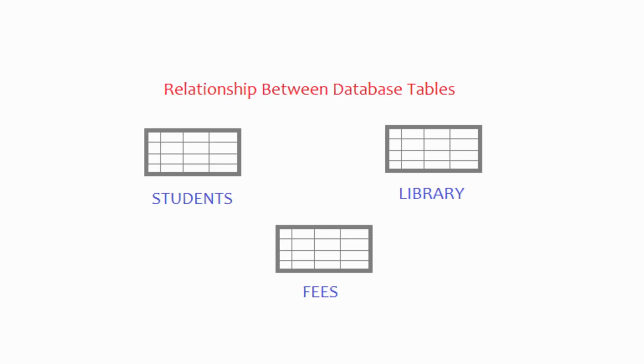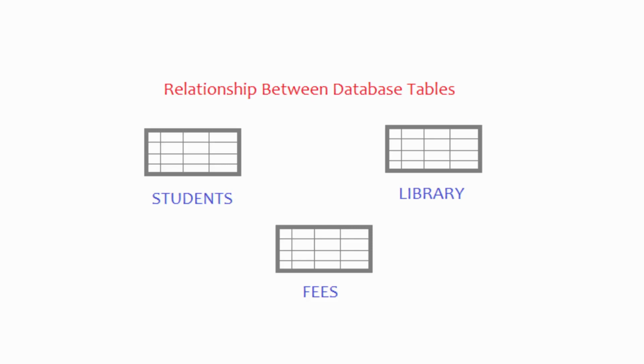We know very well that the tables are the objects inside a database which are used to save information. And these tables are very important because you can create many of them and they can be grouped according to the type of data they contain.